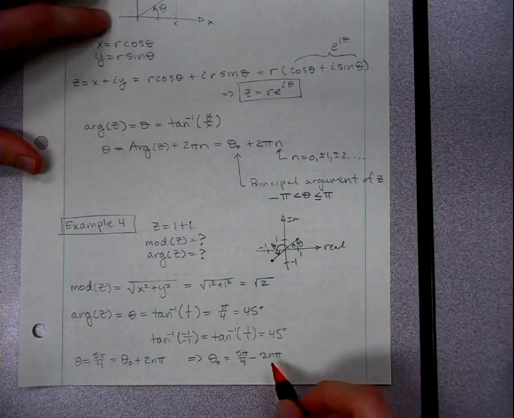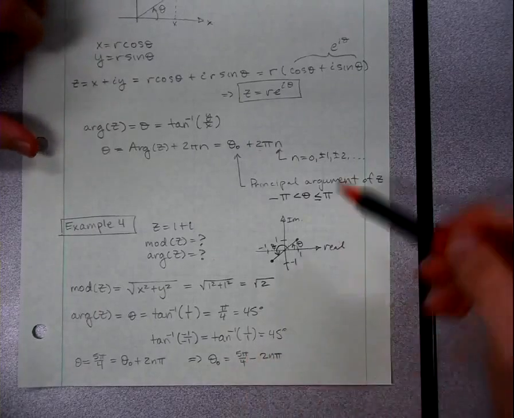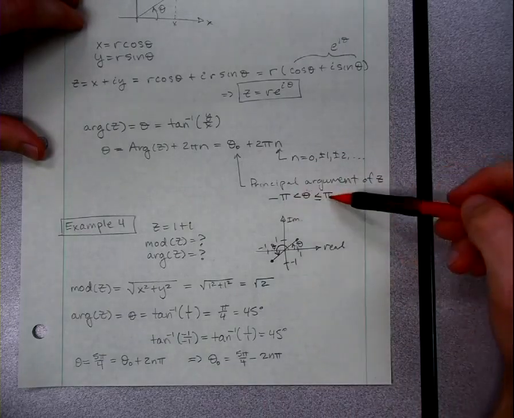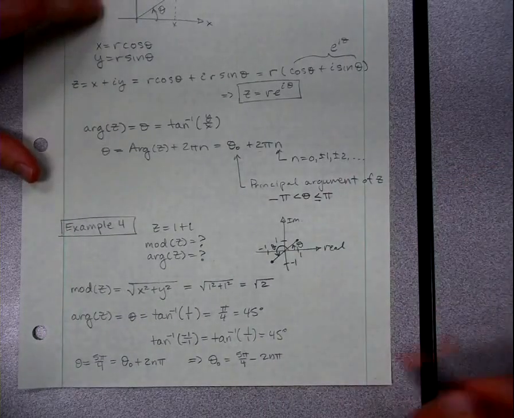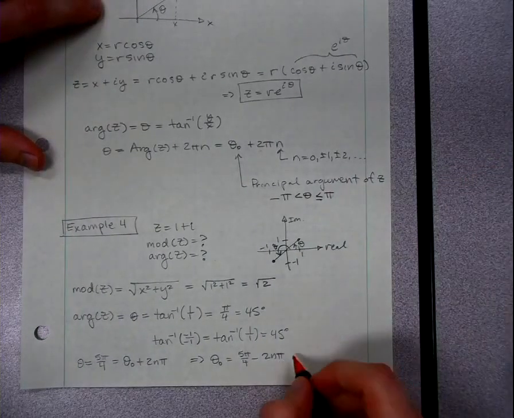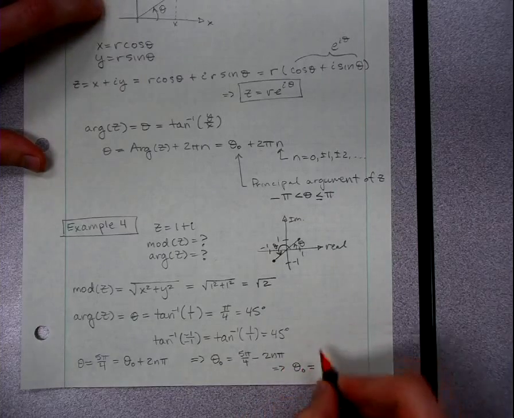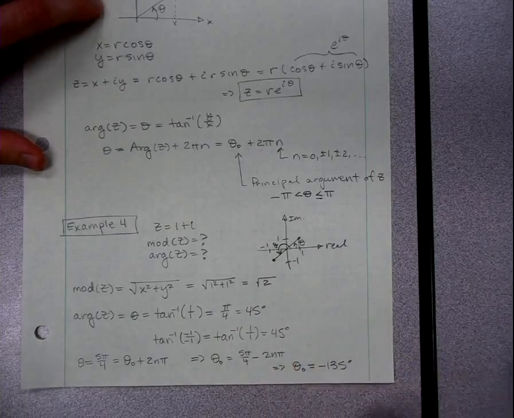So at n equals 0, we just get 5 pi over 4, and we're told that the principal argument has to be in between negative pi and pi. So let's try n equals 1. Trying n equals 1 and plugging that in, we get that theta naught equals negative 135 degrees. Cool.